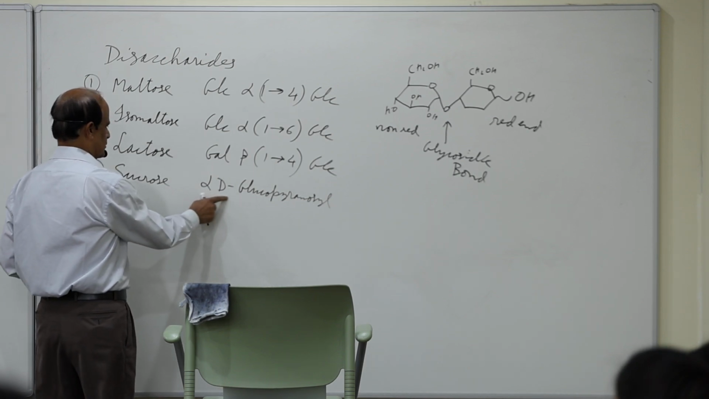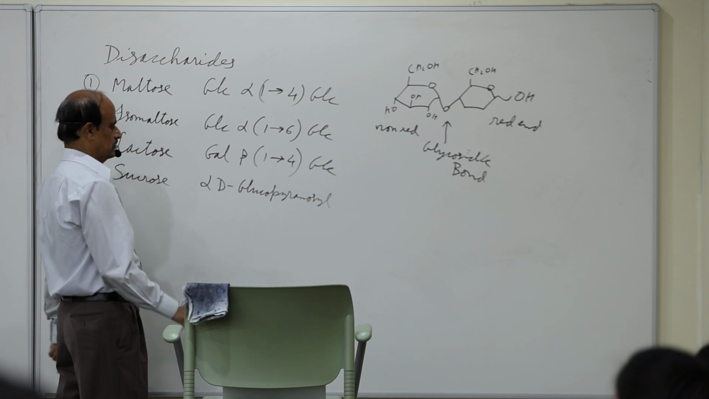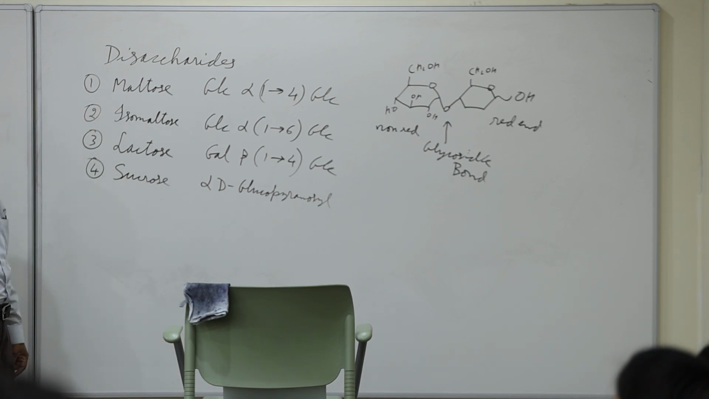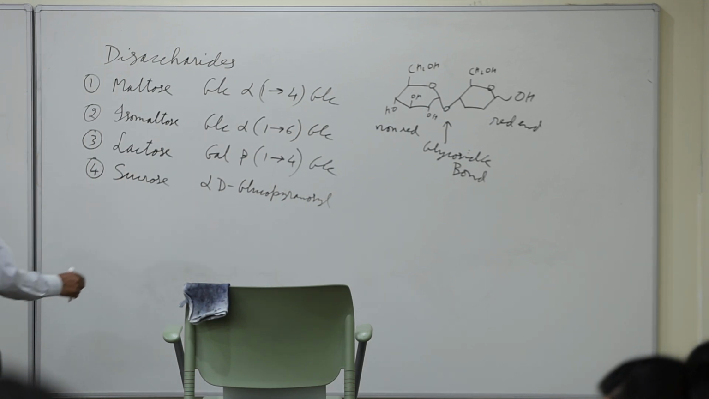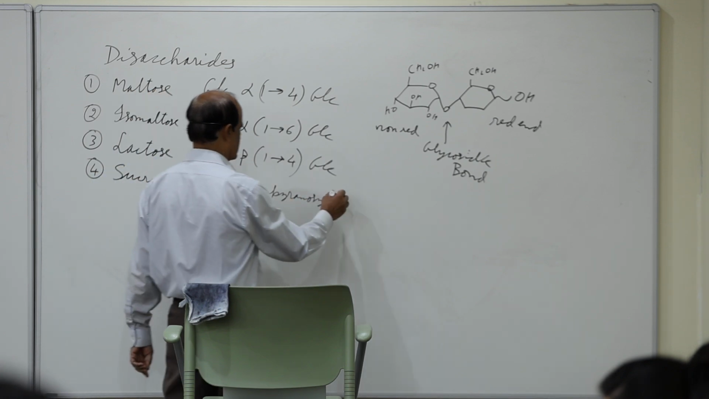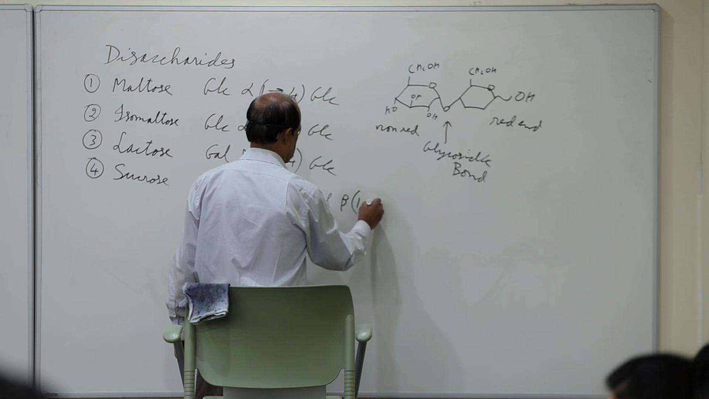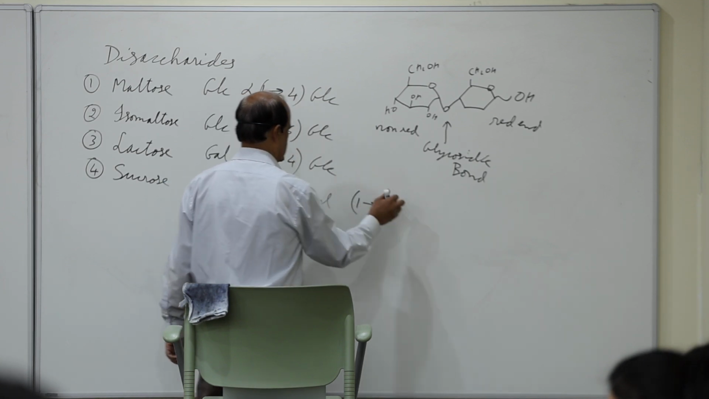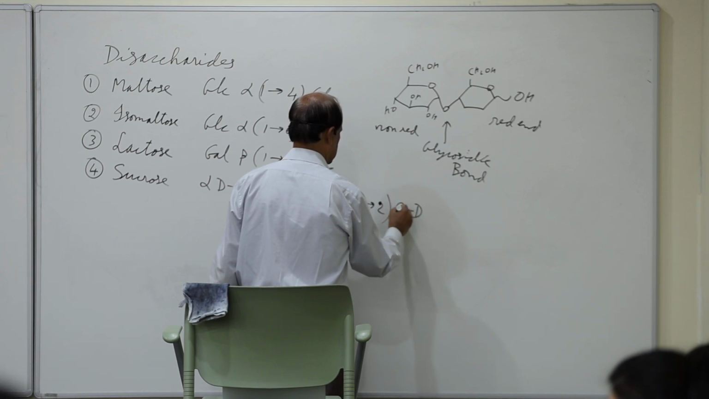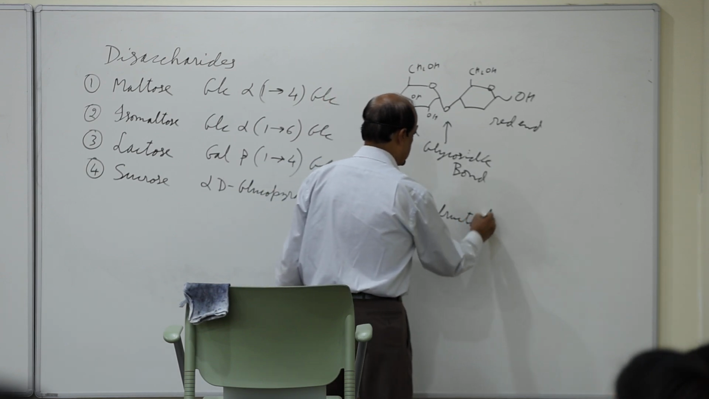So for sucrose, it is written because the next one is a fructose, and fructose is a 5-membered ring. So one is a 6-membered ring, another is a 5-membered ring. That's why it is usually written as alpha D glucopyranosyl. And then this is a beta 1,2. Actually, the beta is written here. So beta D fructofuranoside.